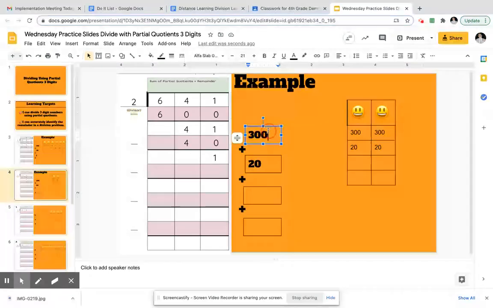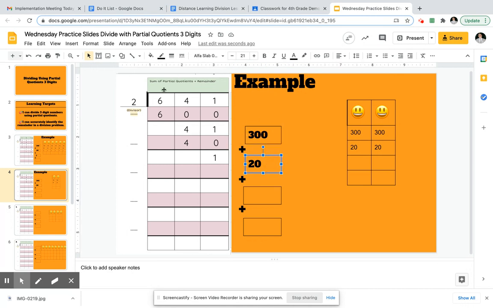So now I'm going to add up my partial quotients. 300 plus 20 is 320. And a remainder of 1. 320, remainder 1 is my final answer.